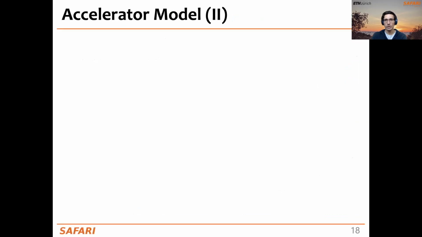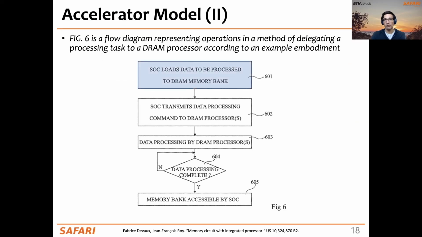So remember, in the accelerator model, the first thing that needs to happen is that the central processor, the host CPU, here in this slide called SoC, system on a chip, loads data from and moves data from the main memory to the PIM-enabled memory. After that, the central CPU can transmit a data processing command to the DRAM processors. That is, we can launch the kernel that will run on the DPUs, on the processors on the memory side. After that, processing will start on the memory side by these DRAM processors.